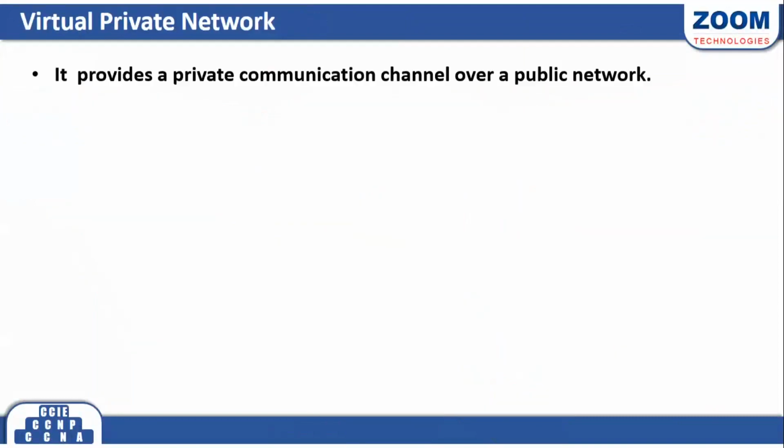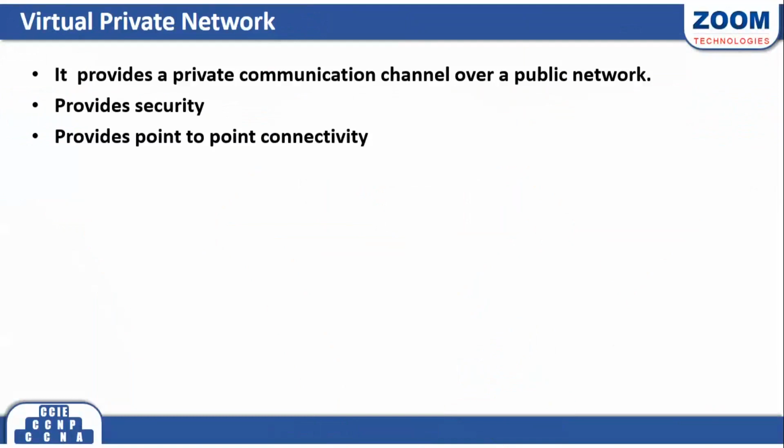It provides a private communication channel over a public network, and provides security because your data is encrypted. Point-to-point connectivity: it provides a tunnel, one point to another point. Scalability: VPN can be created for any type of network. It's not recommended only for small or medium networks, not like that. It can be compatible with any network. We can create VPN for small, medium, large enterprises, any type.